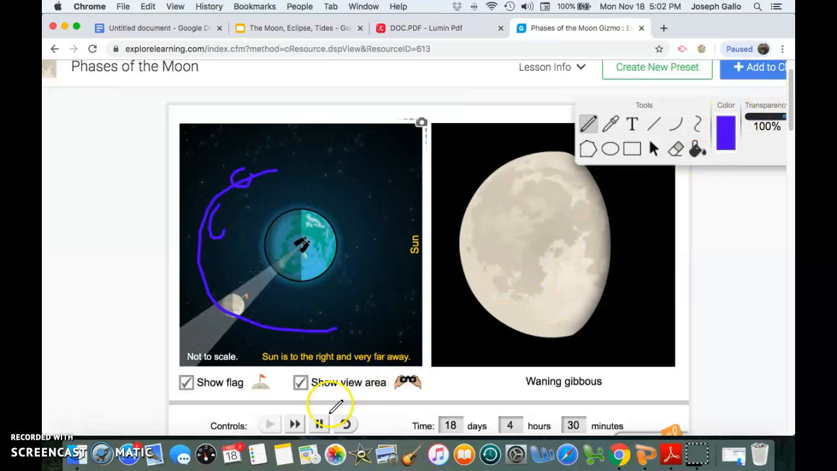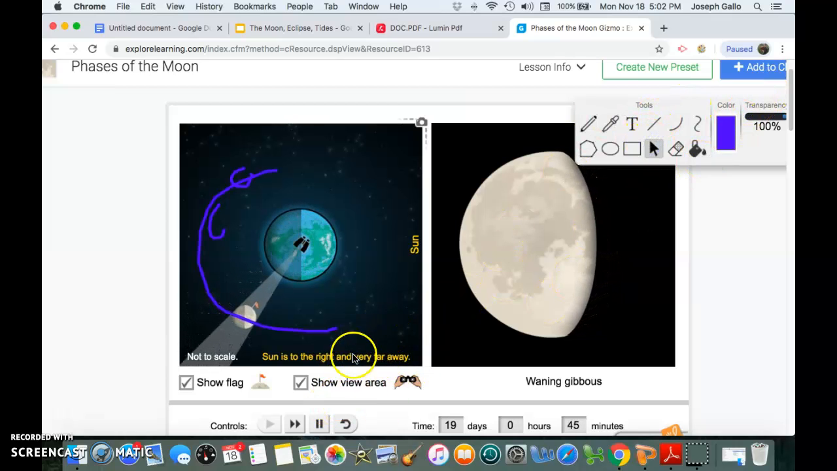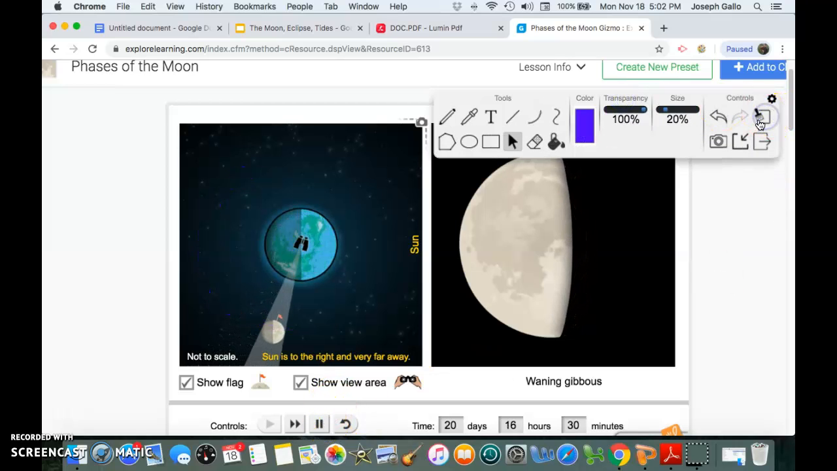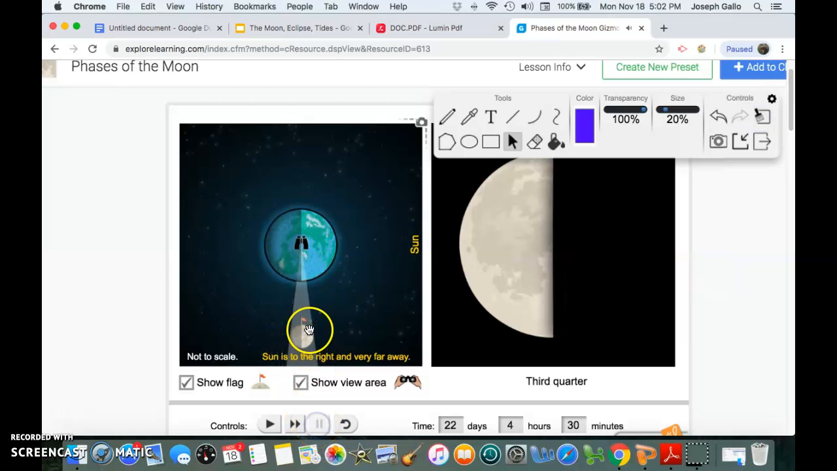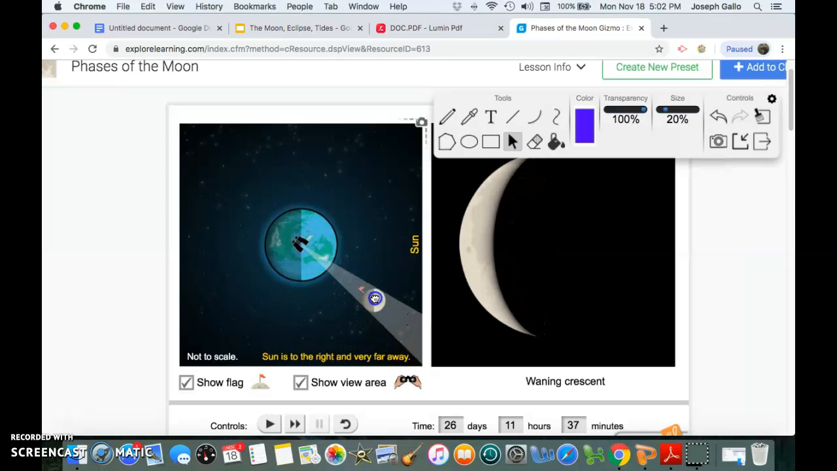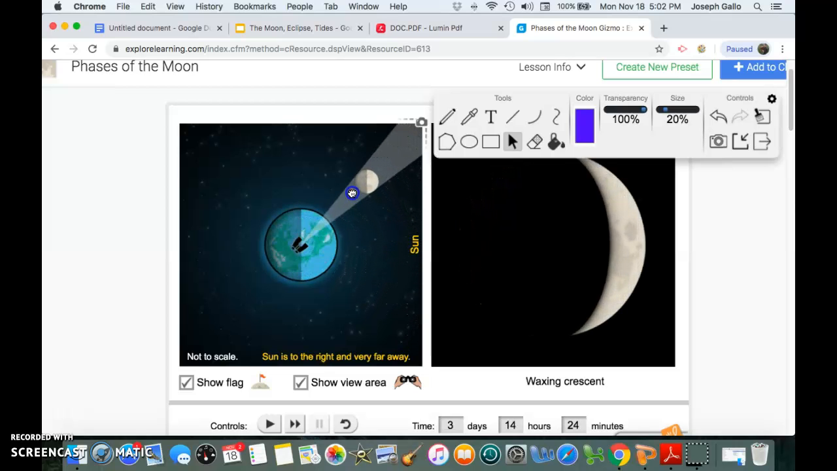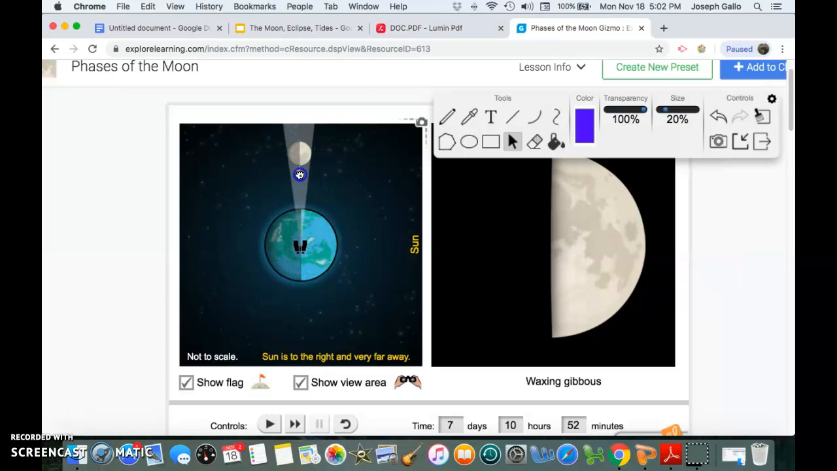We'll let it finish out. And we'll just pause it here. Again, there's the flag still in the middle relative to the point of view on Earth. Every single night, no matter what time of the month we are in, because of this occurrence, we always see the same facing side of the moon.